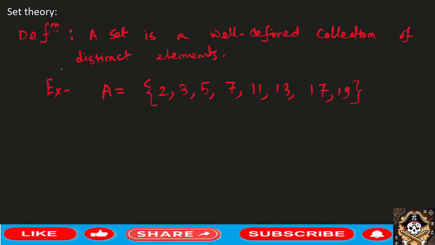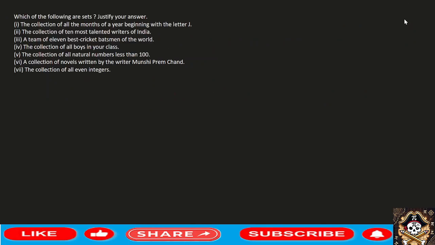Now we will see a few examples whether any collection is a set or only a specific collection can be a set. Here are some examples. We have to check whether the collection is a set or not. Start with question number 1.